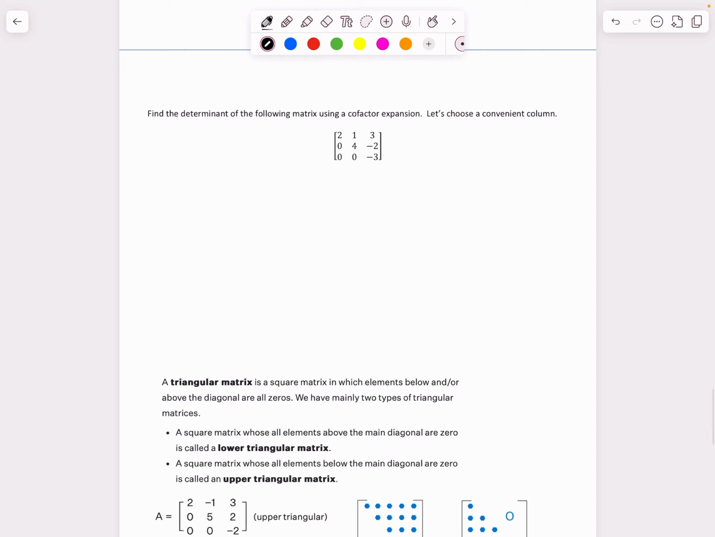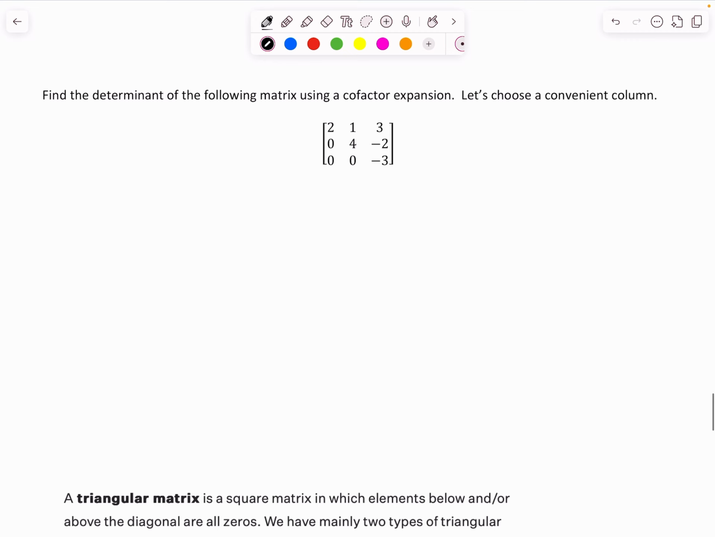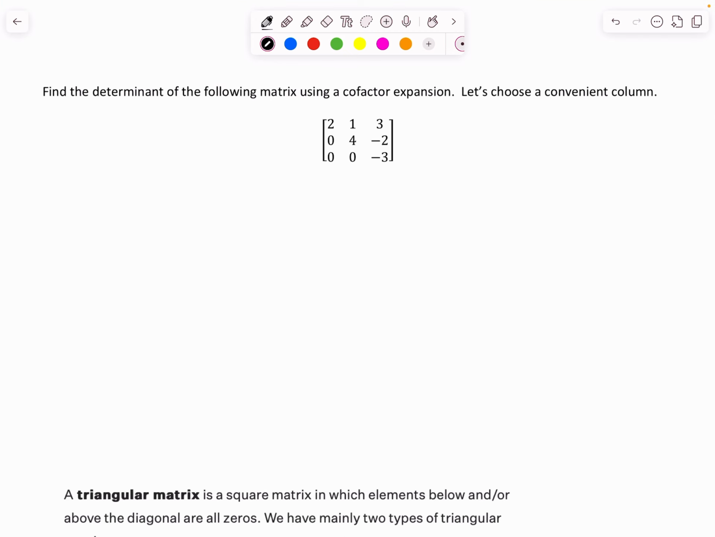All right, well, hopefully you were able to do it on your own. If not, feel free to come see me, and I'm happy to help you. So let's look at this matrix, and we want to find the determinant of this matrix A. I'm going to choose a convenient column, and so I'm going to choose column 1.